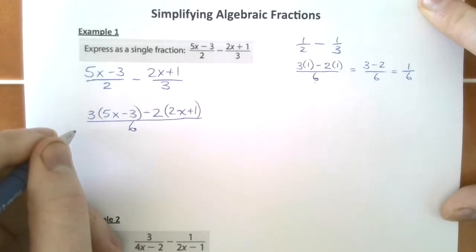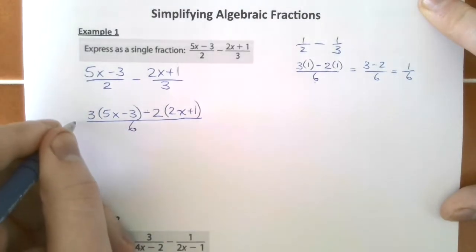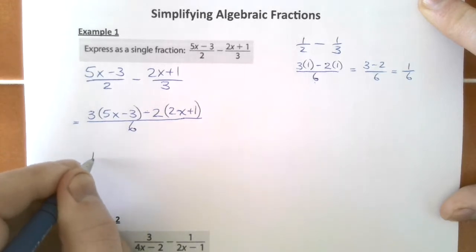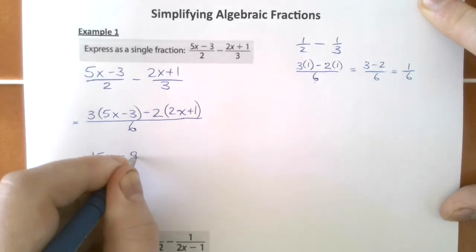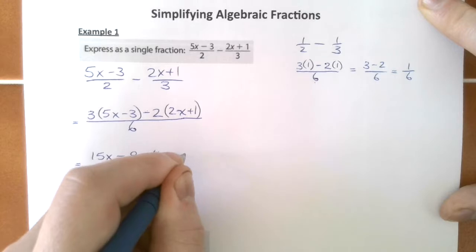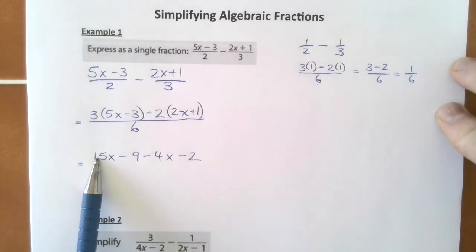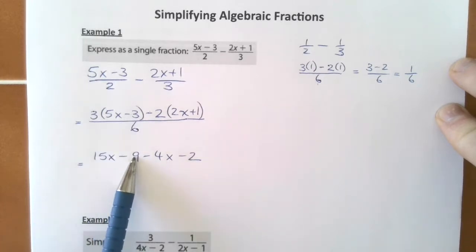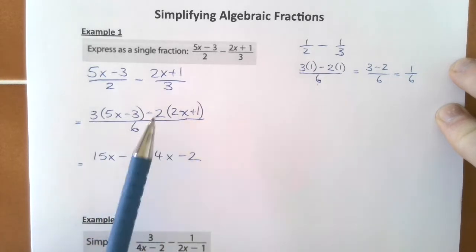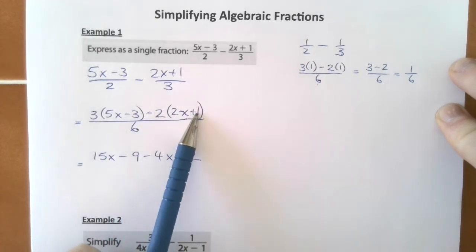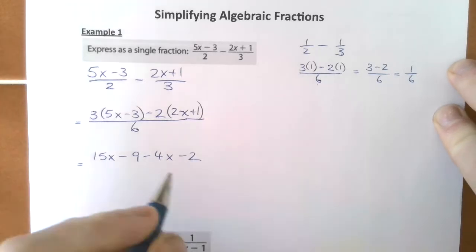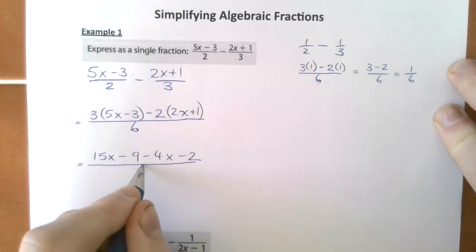So multiplying out my brackets for this example, I'm going to multiply them out underneath, so we're left with 15x minus 9 minus 4x minus 2. Just to show where I got that from, 3 times 5x is 15x, 3 times minus 3 is minus 9, minus 2 times 2x is minus 4x, and minus 2 times plus 1 is minus 2. And that is all over 6.